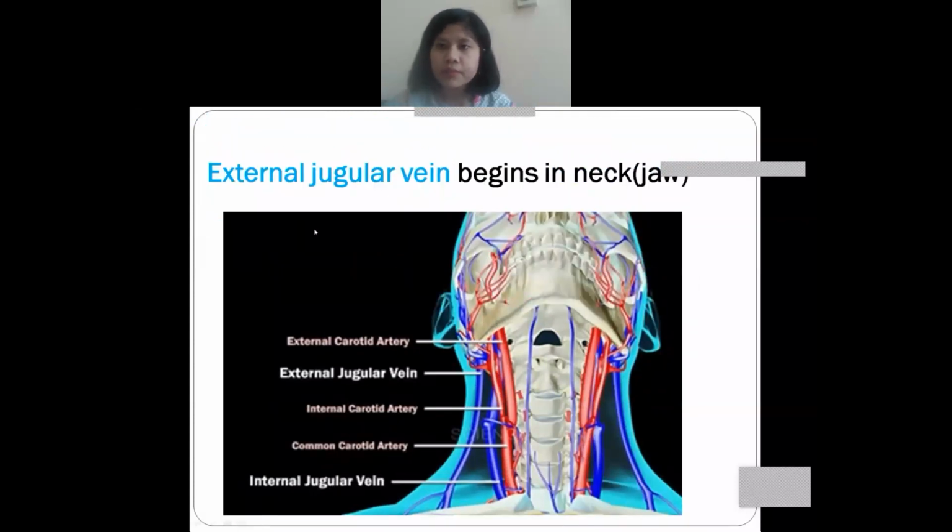Okay, so the external jugular vein begins in the neck near the jaw. Neck jaw means in this area. They begin from here. This is your jaw. So it will start from here. So the external jugular vein is this. It will start from all this area. Okay, let's move to the next.